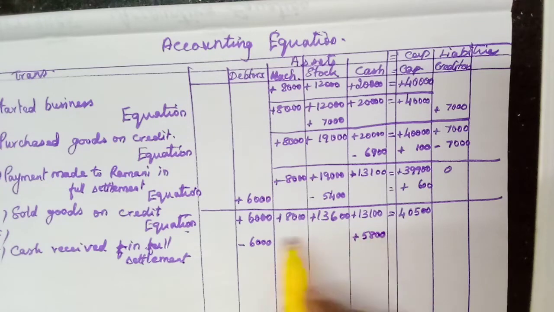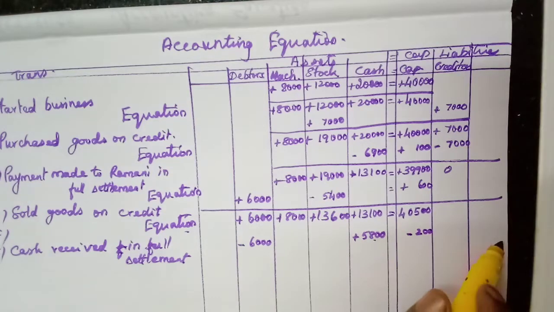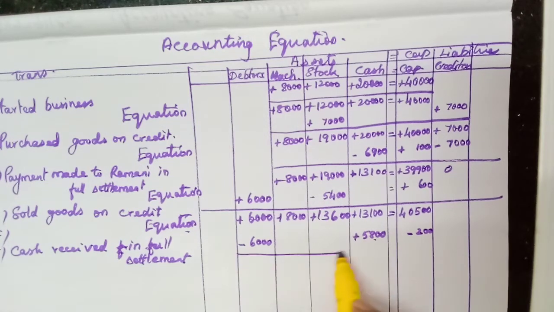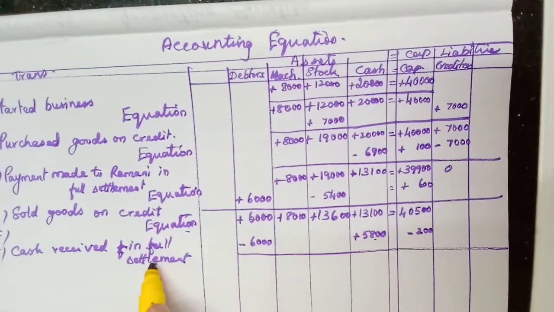So he has to pay 6,000. He is paying 5,800. The remaining 200 is a loss. So we need to reduce that from the capital. Okay. So now we will write the equation.